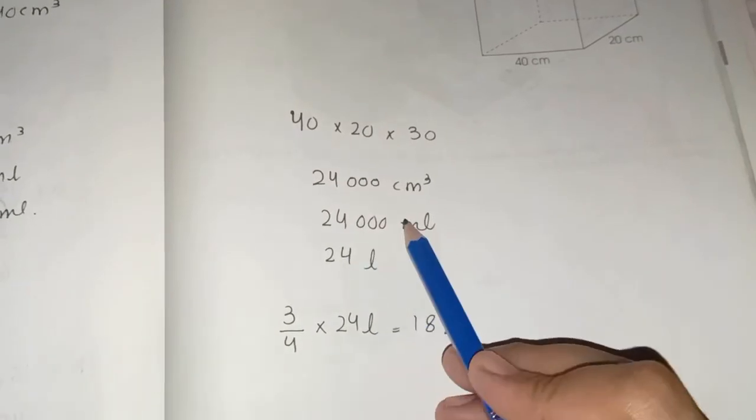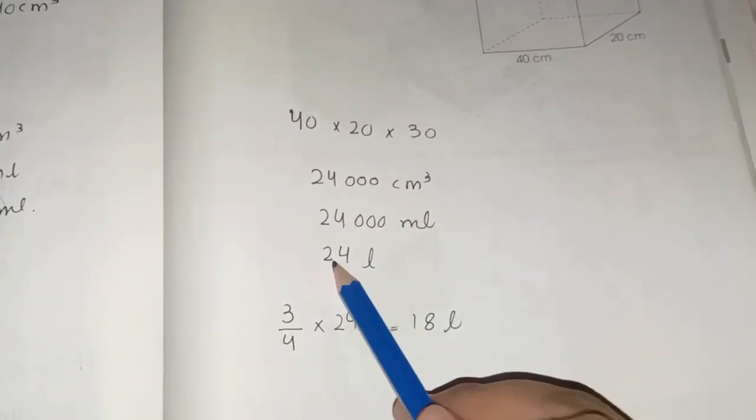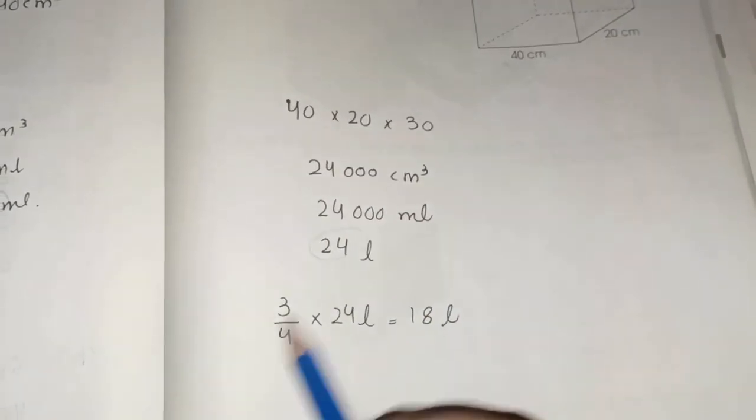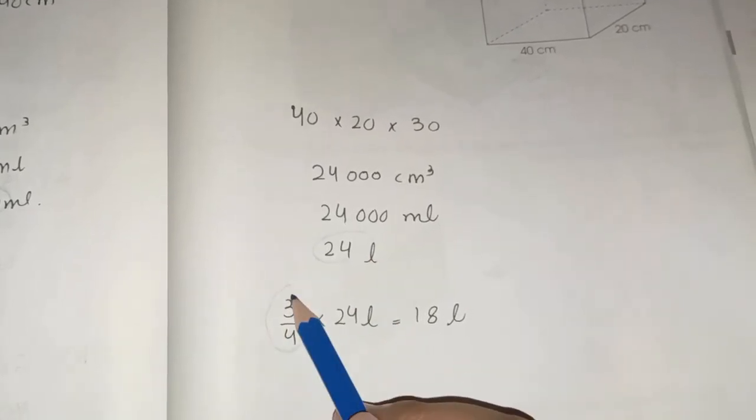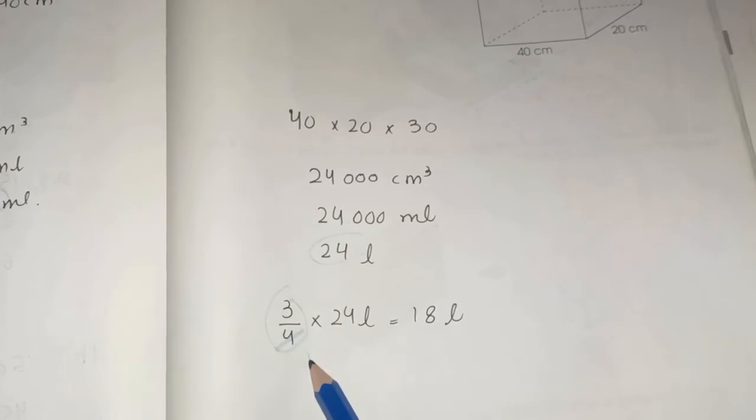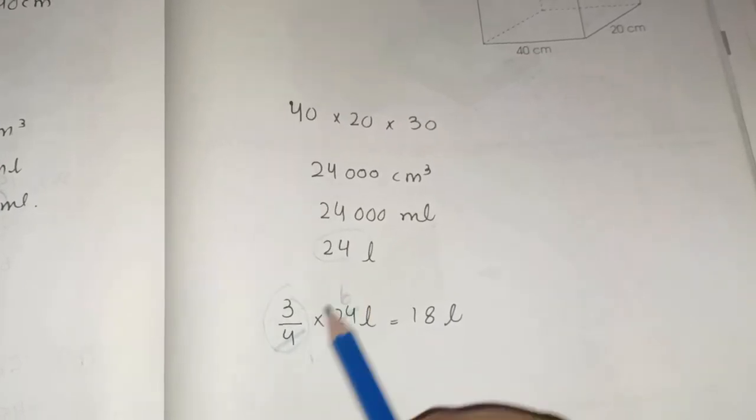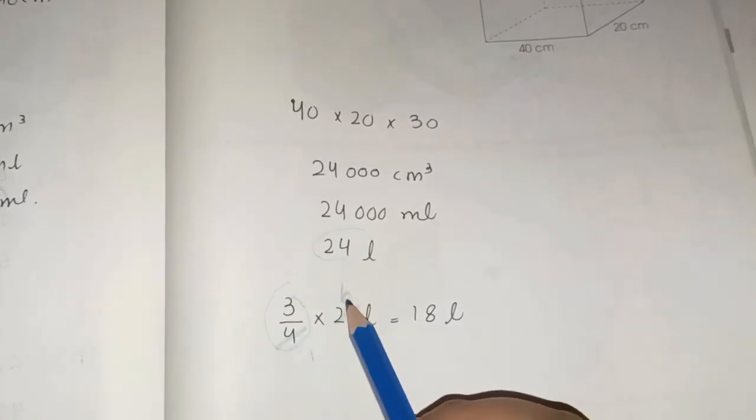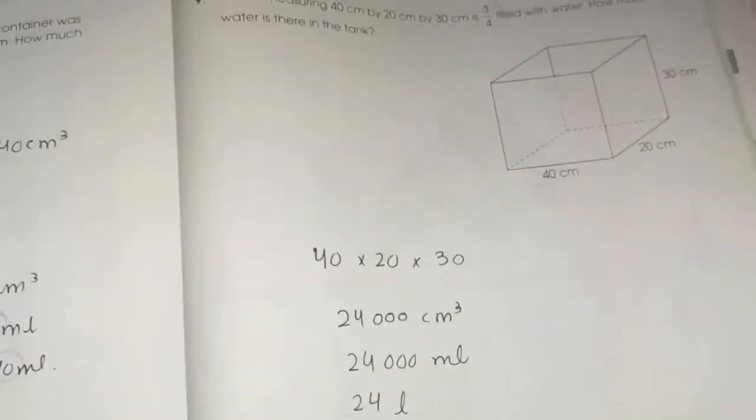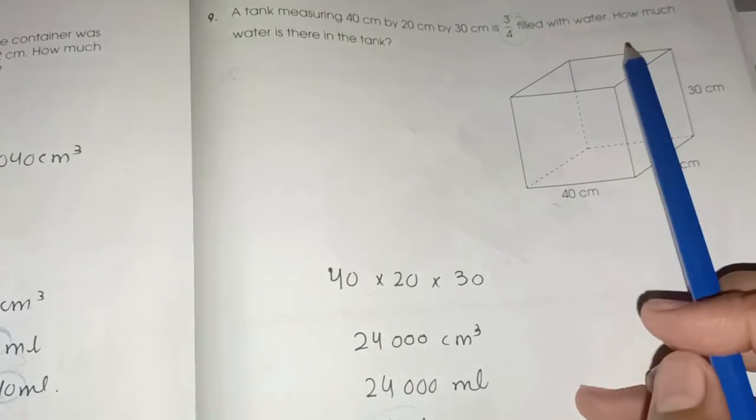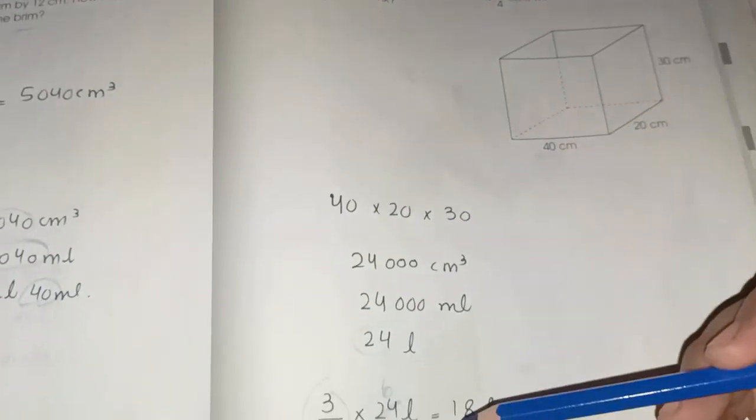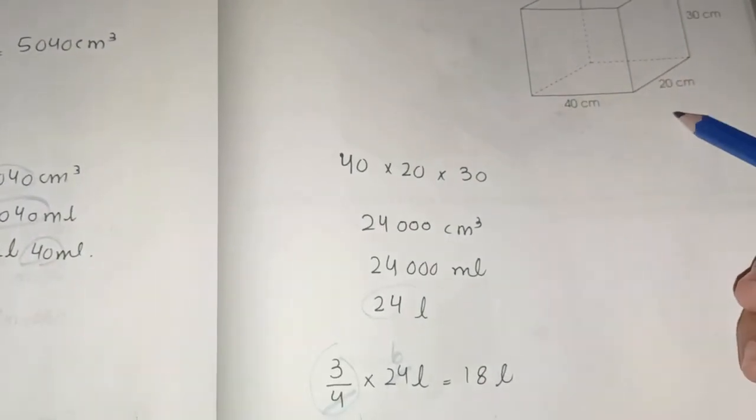Now 24,000 milliliter is 24 liter. We simply have to multiply this 24 by 3 upon 4. 4 ones are 4. 4 sixes are 24. 3 sixes are 18. So how much water is there in the tank? There is 18 liter of water in the tank.